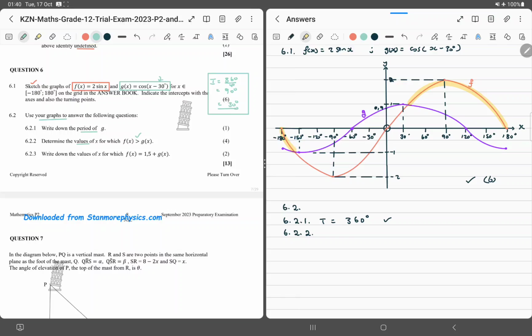I'm sure that point is here. Let's see. 2 times 2 into sine of minus 150. What would that be? It's minus 1, yes. So this point right here.